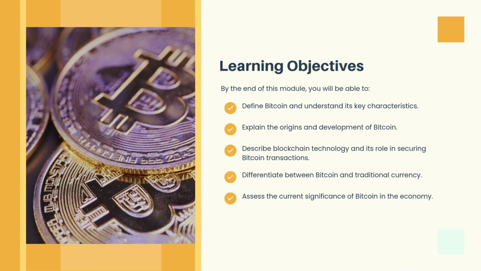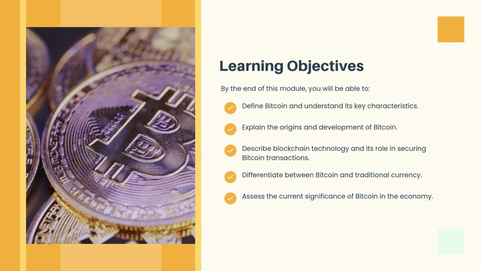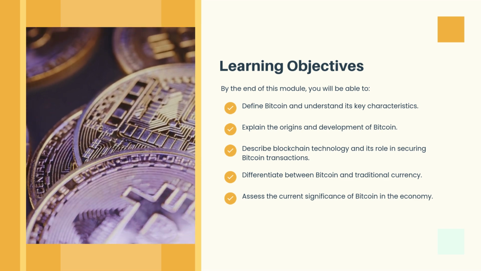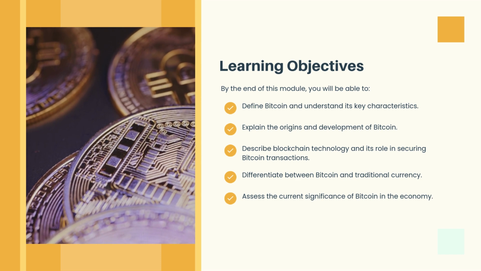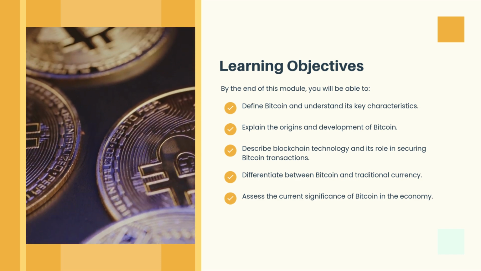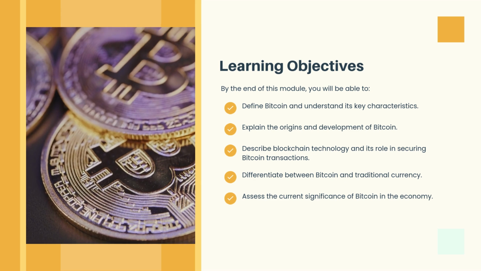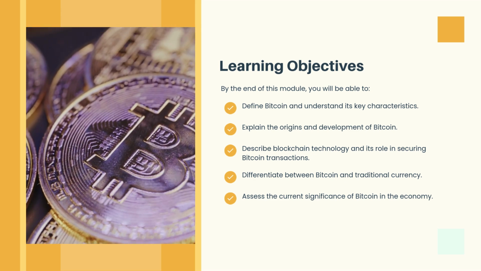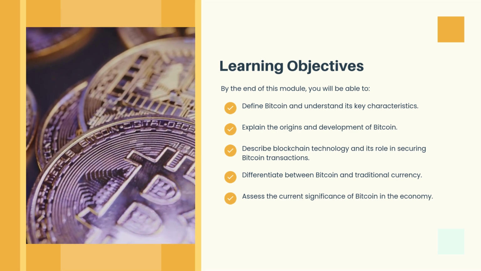Learning objectives. By the end of this module, you will be able to define Bitcoin and understand its key characteristics, explain the origins and development of Bitcoin, describe blockchain technology and its role in securing Bitcoin transactions, differentiate between Bitcoin and traditional currency, assess the current significance of Bitcoin in the economy.